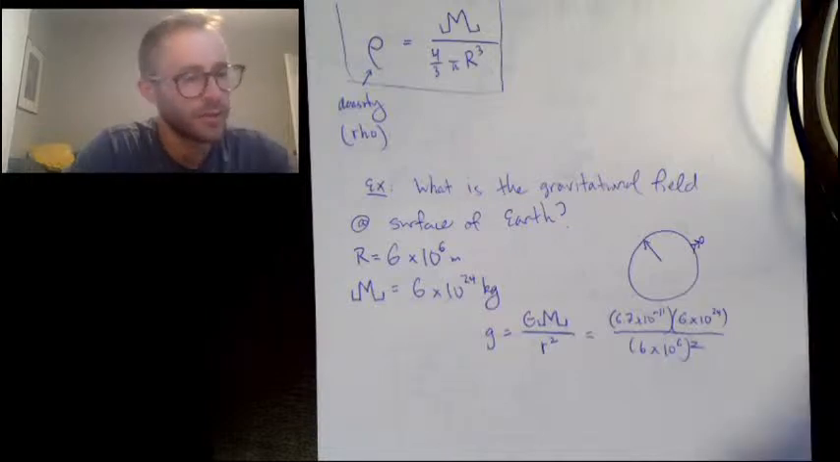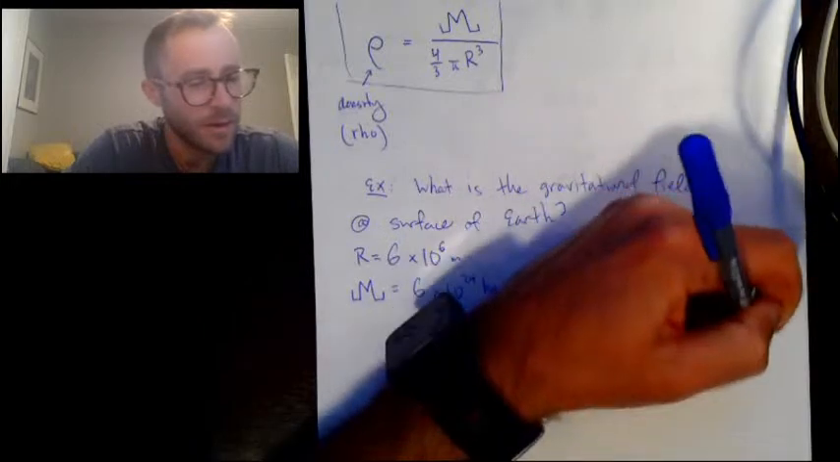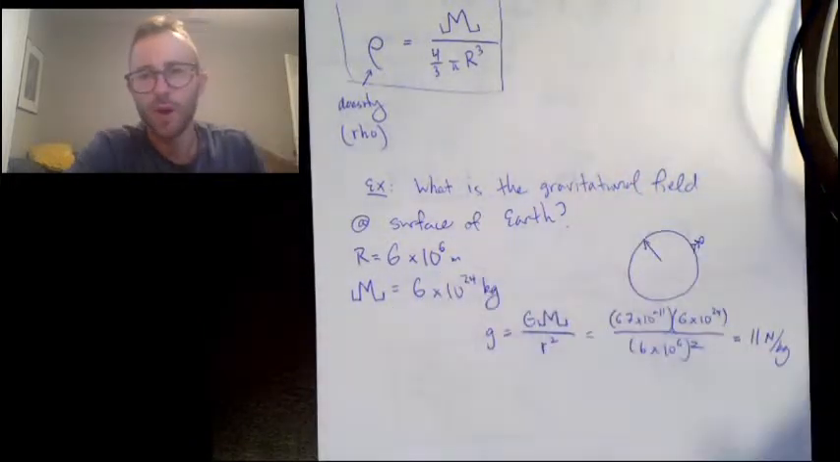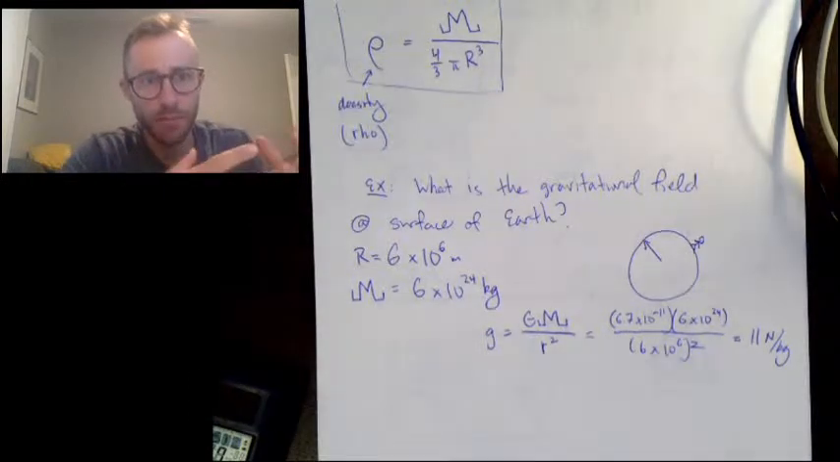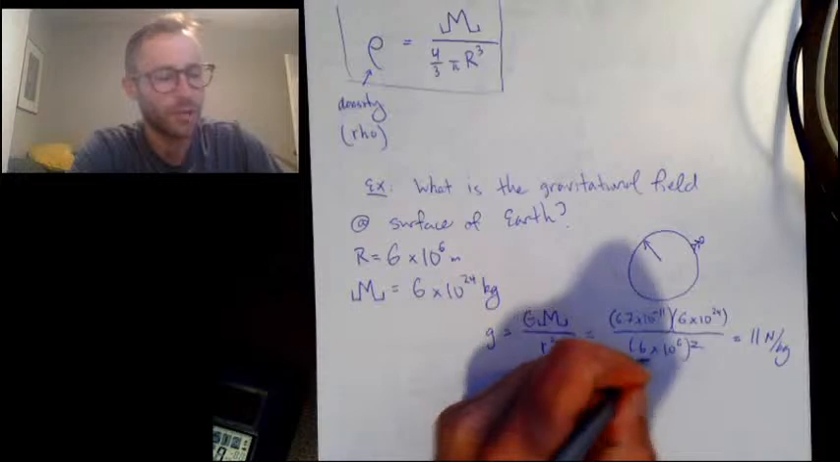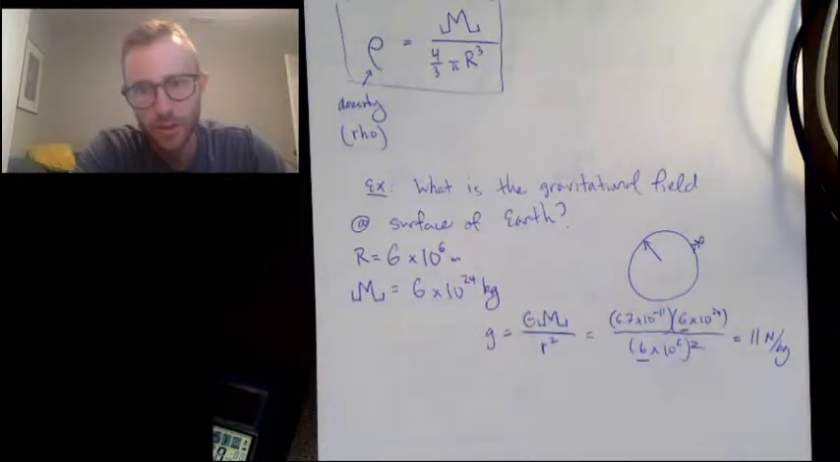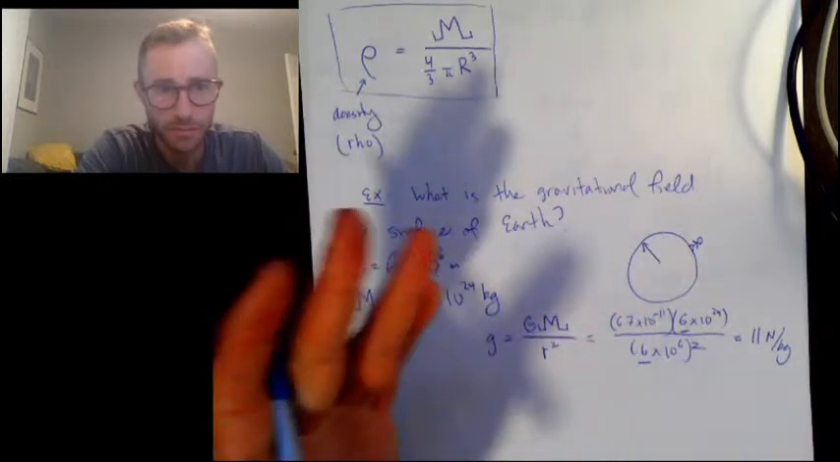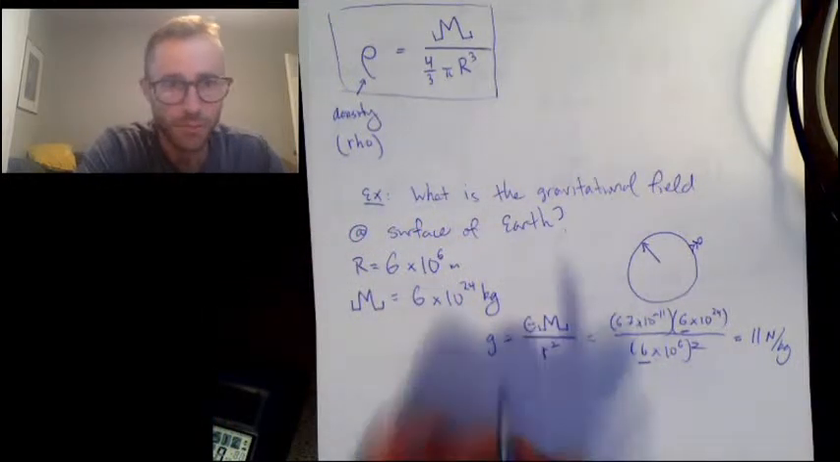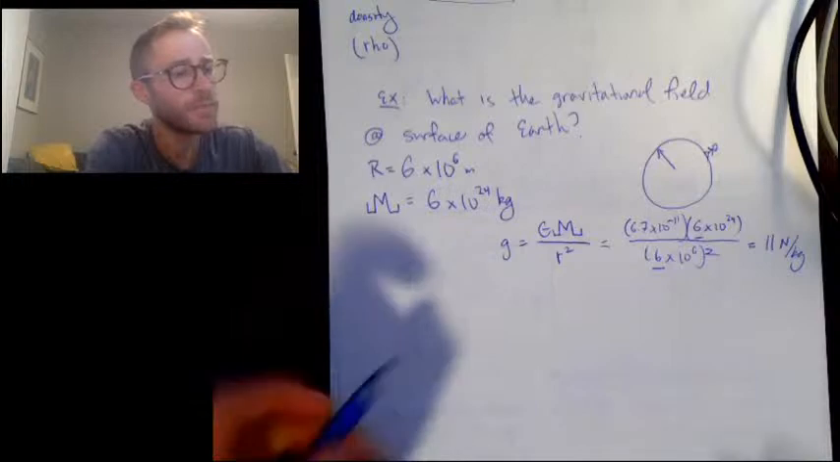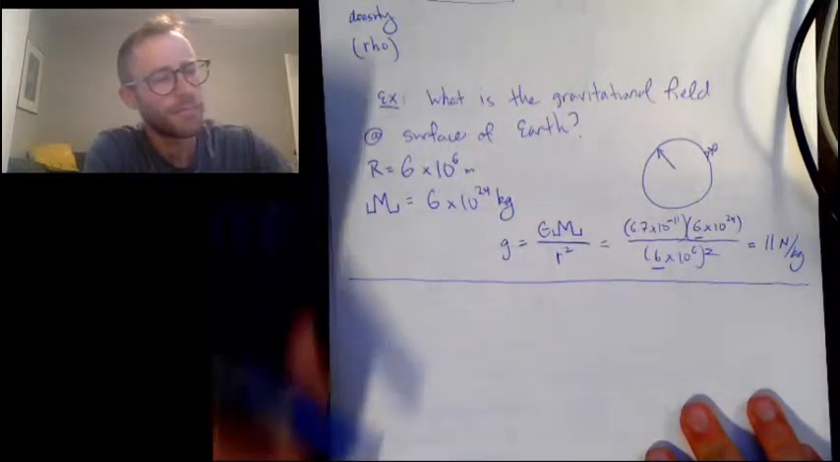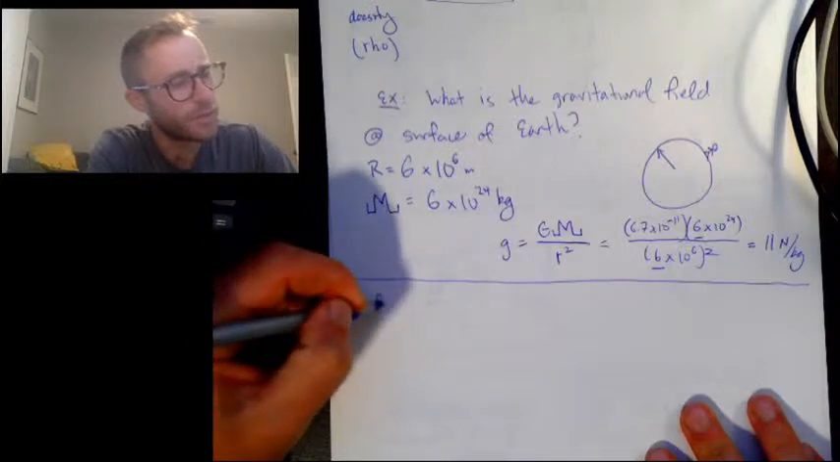And so when I do this, I get 11 newtons per kilogram, okay? So why is that not equal to the 9.8 newtons per kilogram? It's because I was just using approximate values, okay? So I got a gravitational field that's approximately correct, okay? That's fine, whatever. So there's an example for you. Here's another example.